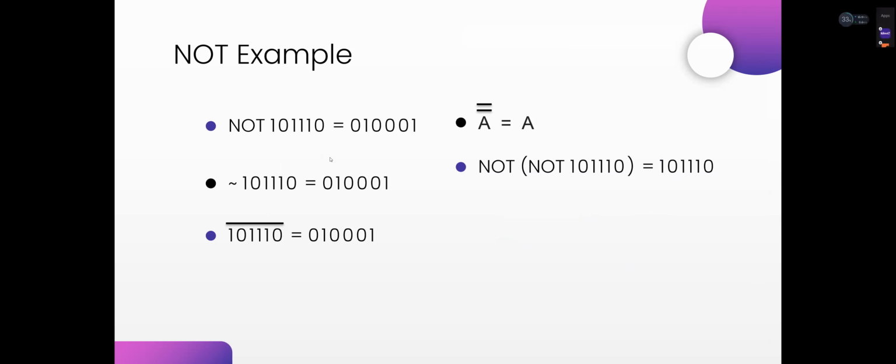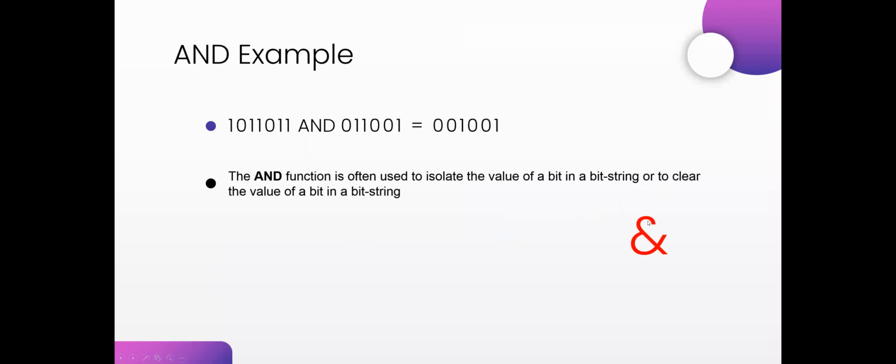Okay, so this is the NOT example. The next one is the AND example. Sometimes we will see this sign for AND. In bit operation, the easiest way is to write 2 values, 101 and 1011. You can see one has 7 numbers, but the other has 6 numbers. So you have to align the 2 numbers to the right.